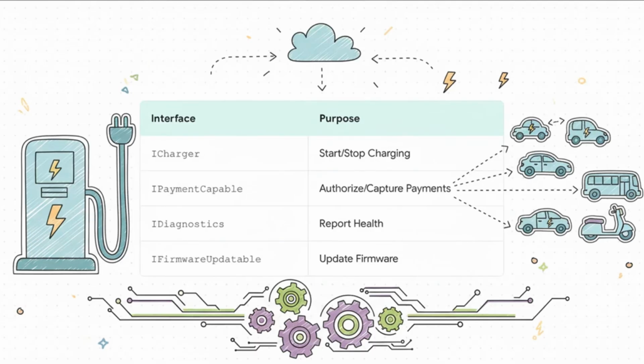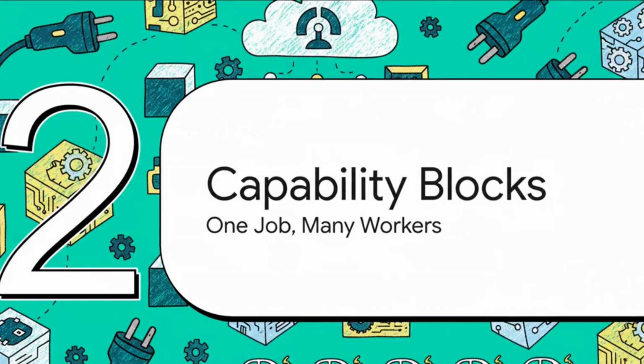So what's really cool about this is how you can take a super complex thing, like an EV charger, and just break it down into its basic jobs. You create a separate contract for each capability. You'll often see programmers name these with a little I in front for interface. So if a device can charge a car, boom, it signs the iCharger contract. If it can take your money, it signs the iPaymentCapable one. It's a really simple, clean way to just list out what a thing can do. Okay, so now let's see how this whole contract thing lets us build a ridiculously flexible system.